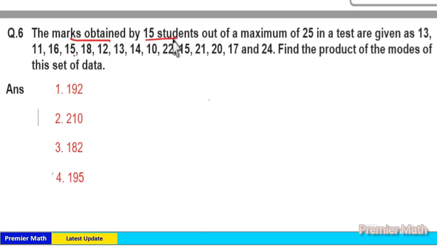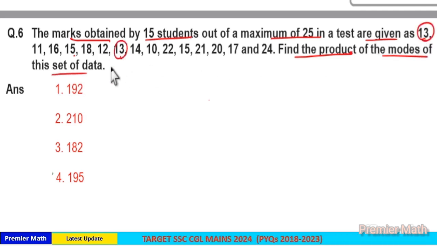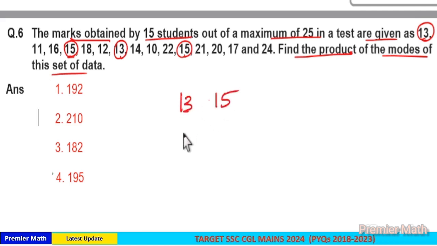The marks obtained by 15 students out of a maximum of 25 in a test are given here. Find the product of modes of this set of data. Here, mode of a set of data means the most repeated number. If you look at this, 13 repeated 2 times, 11 not repeated, 16 not repeated, 15 repeated 2 times and 18 not repeated, all other numbers not repeated, which means you have 2 modes, that is 13 repeated 2 times and 15 repeated 2 times. Both are repeated equal times. So both 13 and 15 are modes.